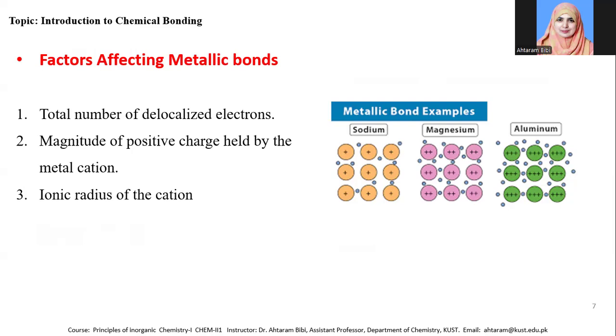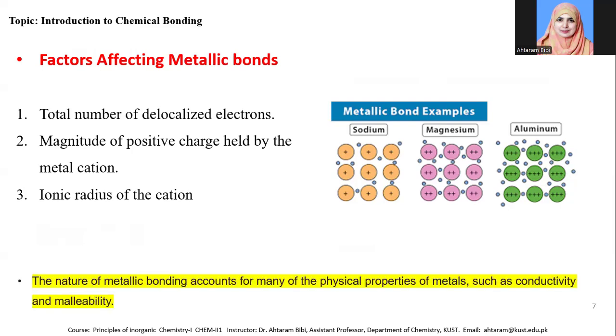So the metallic bond strength is affected by three factors: the number of delocalized electrons, the magnitude of positive charge, and the ionic radius. The ionic radius is inversely proportional to the strength of the metallic bond, while the magnitude of positive charge and the number of delocalized electrons are directly proportional to the strength of the metallic bond.